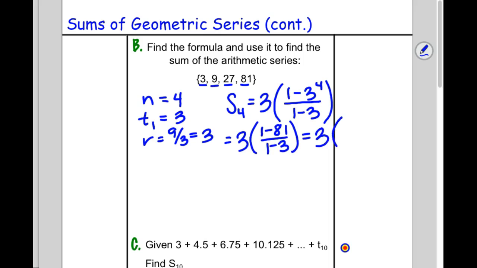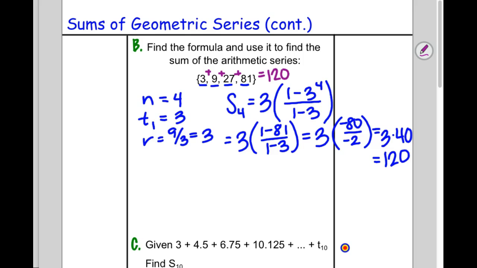So now we got 1 minus 81 over 1 minus 3. Well, 1 minus 81 is negative 80. 1 minus 3 is negative 2. Negative 80 divided by negative 2 is 40. 3 times 40 is 120. And if I go ahead and add up 3 plus 9, which is 12, plus 27 is 39, plus 81 gives us 120. So pretty slick.